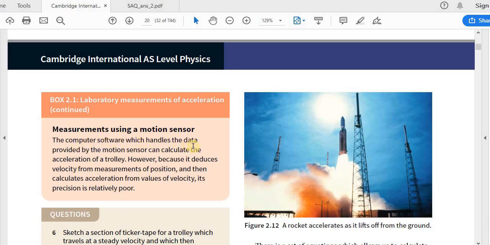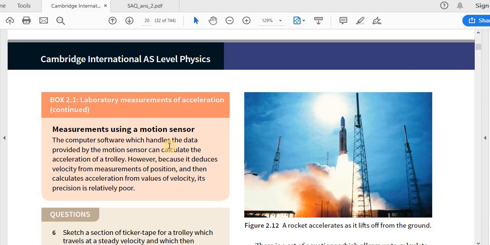The computer software which handles the data provided by the motion sensor can calculate the acceleration of a trolley. However, because it deduces velocity from measurements of position and then calculates the acceleration from values of velocity, its precision is relatively poor. Remember, the motion sensor should be kept in the direction of motion of the object. It should be parallel and in front or behind the object that is moving, because it sends waves.